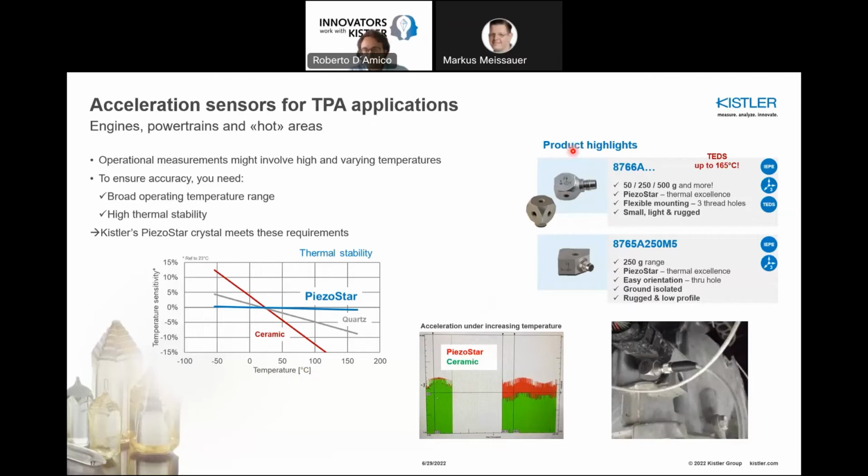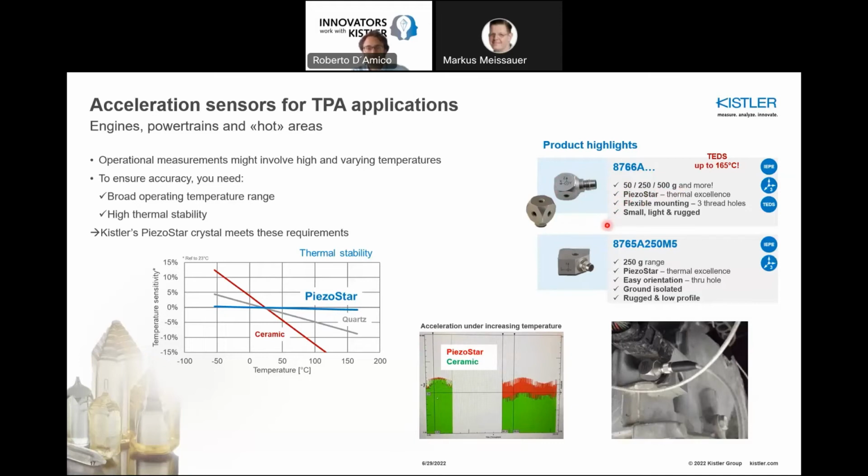And we have two sensors here. We have 8766, which looks pretty similar to the 8763 you have seen in the previous slide. And actually it is, because it still has the 3 holes on each side for easy mounting. It is a light, small sensor. It is half an inch, so about 10 millimeters. It's rugged, available in a variety of G ranges. But of course, it mounts piezo star rather than a ceramic element.